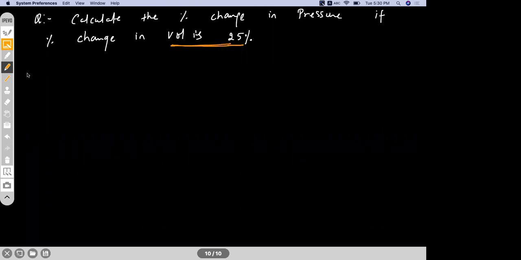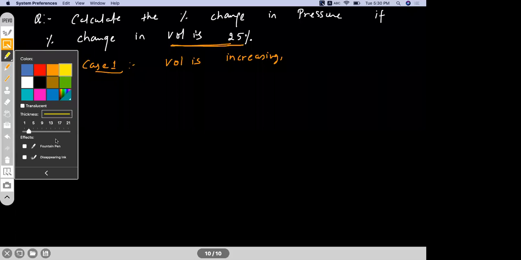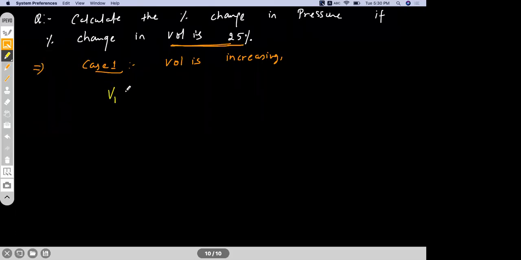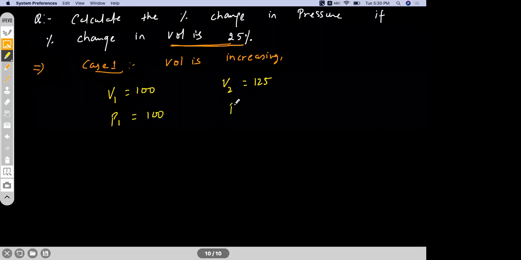Right. So you see here, case one, I am assuming that volume is increasing. Since the data given is in percentage, the best way is to assume 100. Suppose V1 is 100, in whatever unit. So V2 will be 125 because we have a 25% increase. P1 is suppose 100, then we can find out P2.